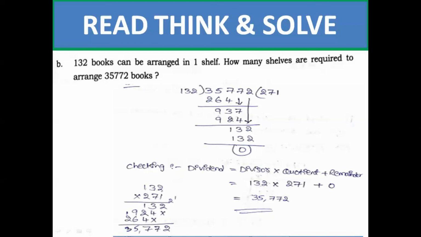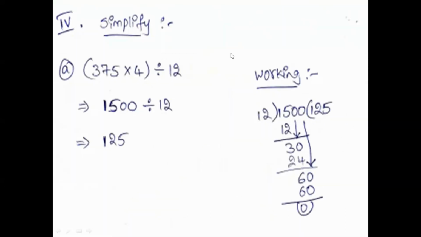Checking. We have to check. Dividend is equal to divisor into quotient plus remainder. See here, divisor means 132 into quotient 271. Remainder how much? 0. 132 into 271. We have to multiply it. We'll get 35,772, same as the dividend.